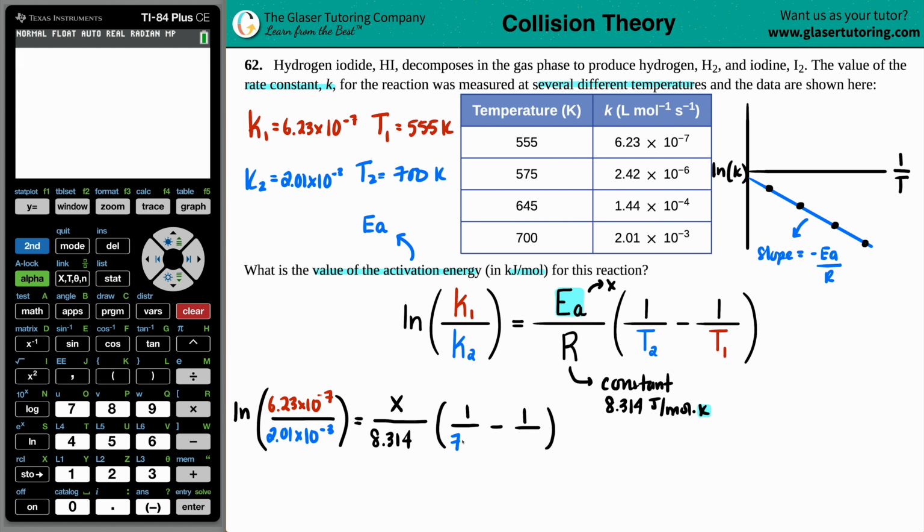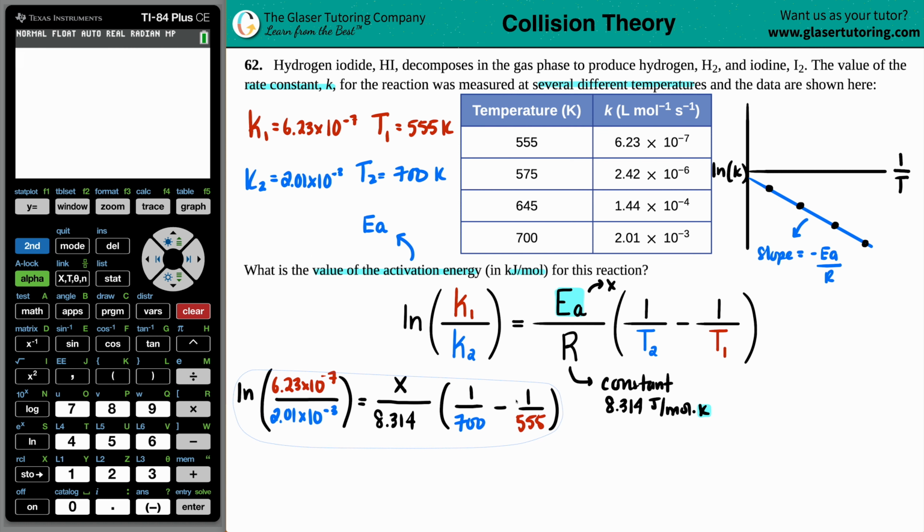They're flipped. So in this case, blue's coming first. So 700 minus the 555. And these are already in Kelvin, so just know that these temperature values have to be in Kelvin. They already did that for me, so I don't have to even worry about that. Now what we're going to do is just solve. If you have a calculator, a TI-84, TI-84 Plus CE, which is the one I have here, or a TI-89, I love Texas Instruments, you can plug these all in single shot.